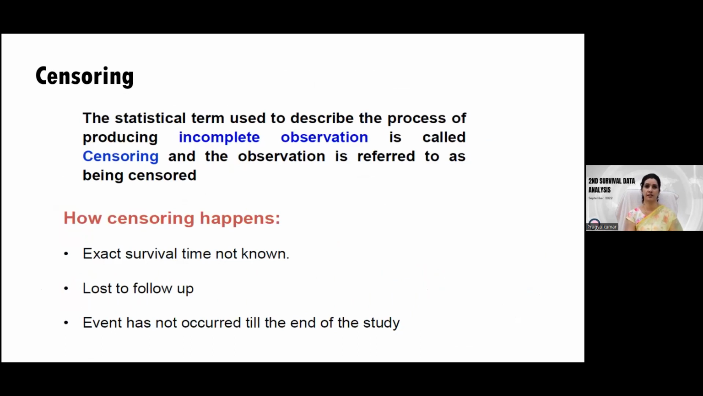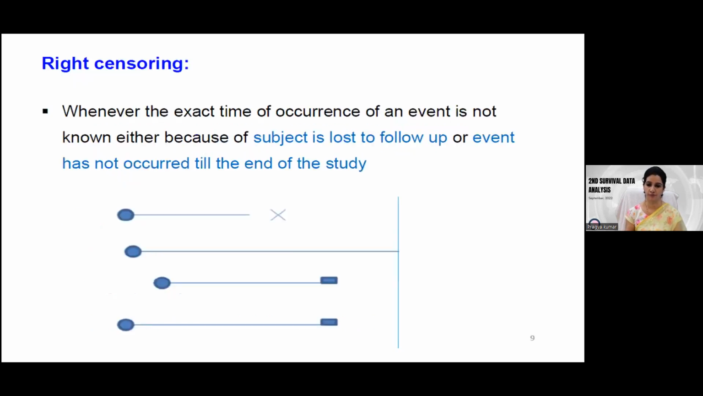So now coming to censoring. What is this censoring? Censoring is again a statistical term which we use to describe the process of producing incomplete observations. Now there are some causes of these incomplete observations. There can be a case that the exact survival time is not known. The second case could be the loss to follow-up. And the third case is that the event has not occurred till the end of the study, and the study ended before.